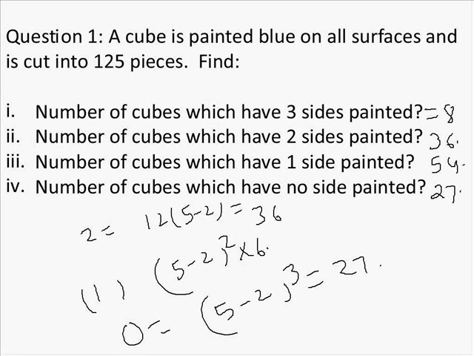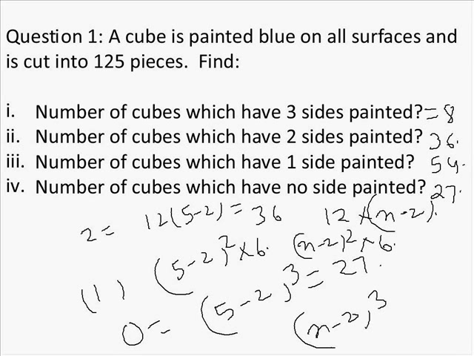Here are the formulas. Rishabh, it is 12 into n minus 2. It is 12 into n minus 2. This is (n minus 2) whole square into 6. And this is (n minus 2) cube. Rishabh, chat from everyone is not possible.